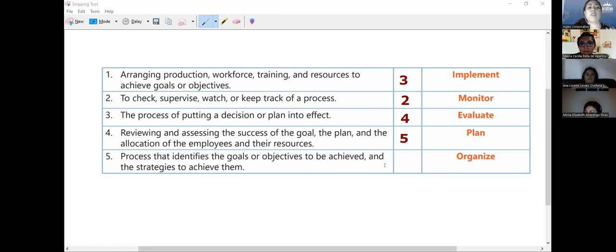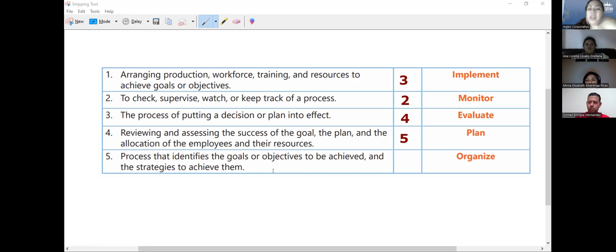So the process that identifies the goals or objectives to be achieved and the strategies to achieve them. To be able to get anywhere, we need to create a plan. But we can't make a plan unless we know first what the goals and objectives are, right? So that's what we have to start with. We have to start with the goals and objectives, and then from there, we can start planning.